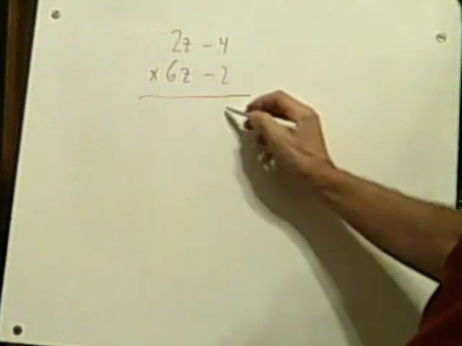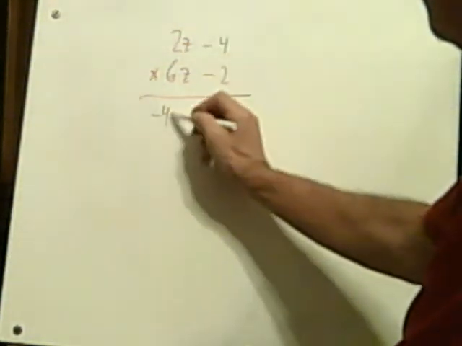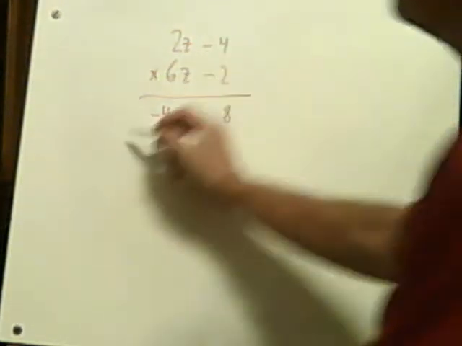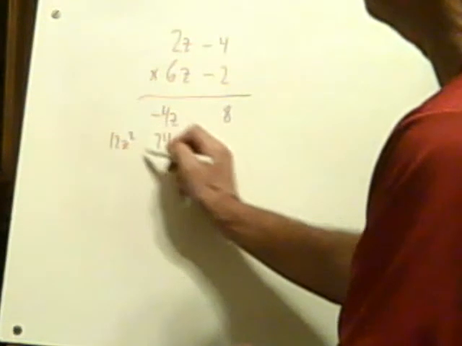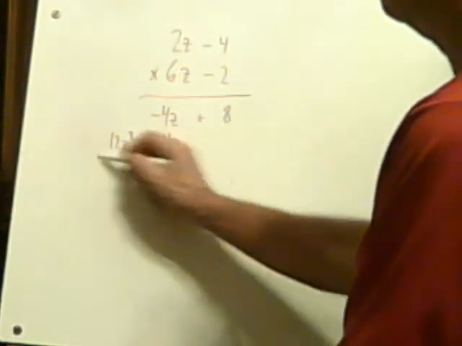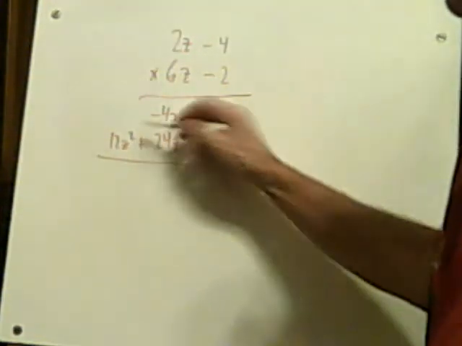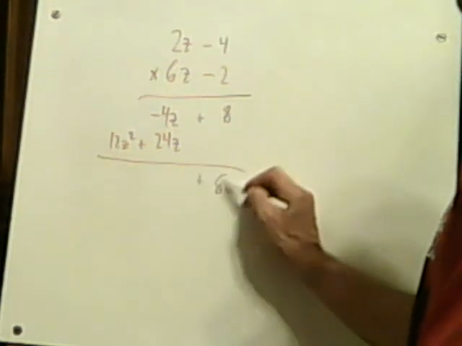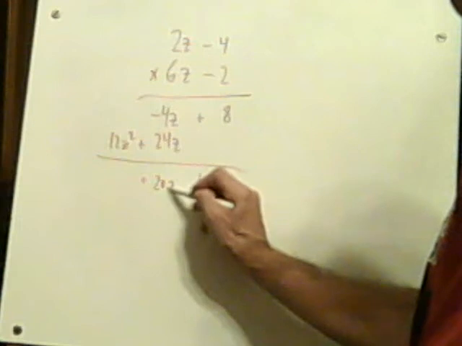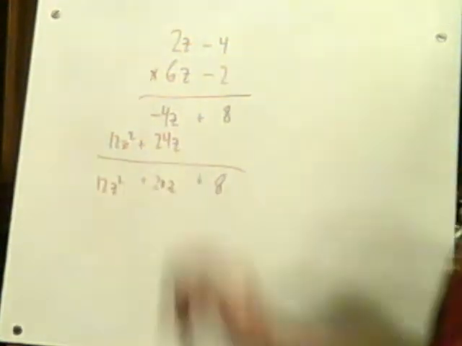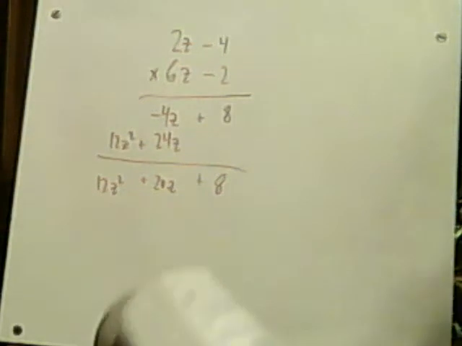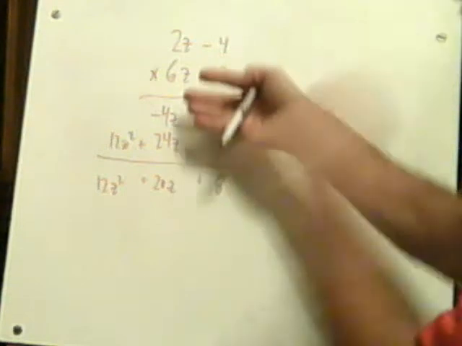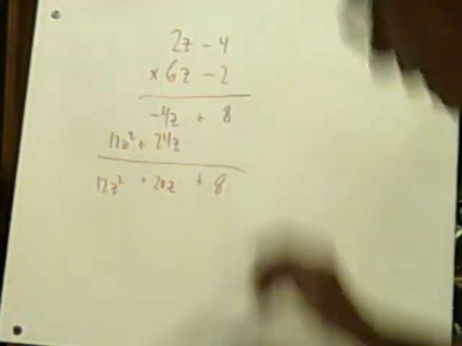Negative 4 times negative 2 is 8. Negative 4 times 6z is 24z. And this times this is 12z squared. You'll notice that when you do it this way, the like terms will line up. So there is some logic to doing it this way, but by no means do you have to do it this way. For example, here I'm not using FOIL. I could write one after the other and use FOIL, but I get the same result.